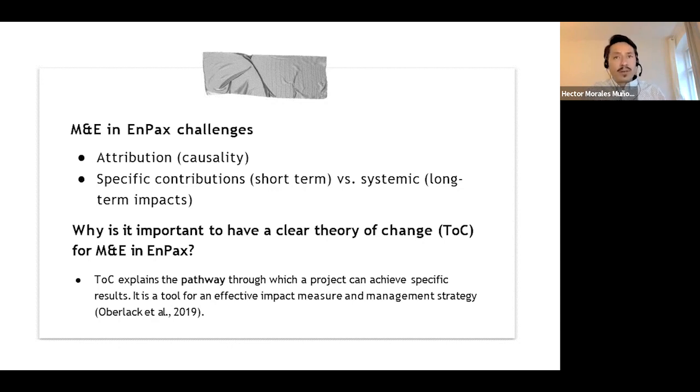So why is it important to have a clear theory of change for monitoring and evaluation in environmental peacebuilding? Theories of change explain the pathway through which a project can achieve specific results, and it is a tool for an effective impact to measure and also to manage the challenges that can happen in the implementation of an environmental peacebuilding project. And I'm going to center also the presentation on how the do no harm approach can help to set realistic theories of change in an inclusive and participative manner.